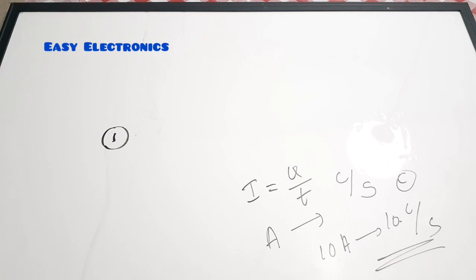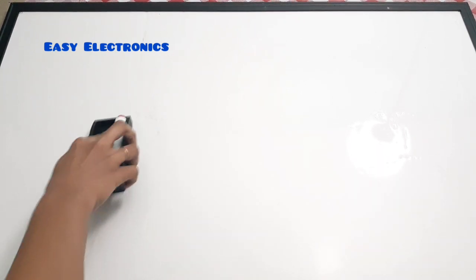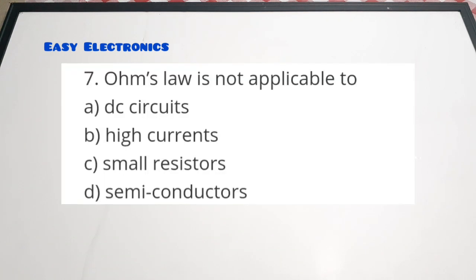Moving on to the second question. The second question is again from the basic things of network analysis. Question number 2: Ohm's law is not applicable to dash. A, DC circuits; B, high currents; C, small resistors; D, semiconductors. So the correct answer here is semiconductors.